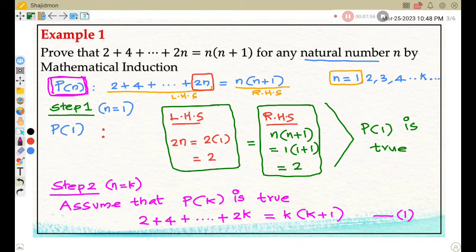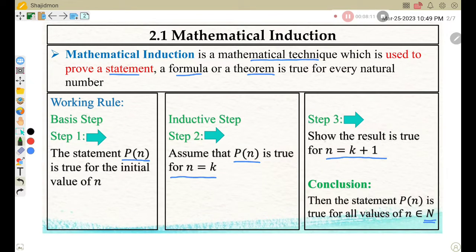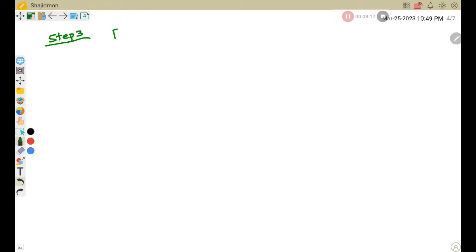Statement number 1. Now, what is the step number 3 we need to do? We will go now to step number 3. This is the most important step here. Step number 3 means we need to show that. What is step number 3? We need to show the result is true for n equal to k plus 1. That means what we need to do? We need to show that, I'm just writing here, that P of k plus 1, that is P of n at n equal to k plus 1. P of k plus 1 is also true. We have to prove this one, correct? We need to show that P of k plus 1 is true.